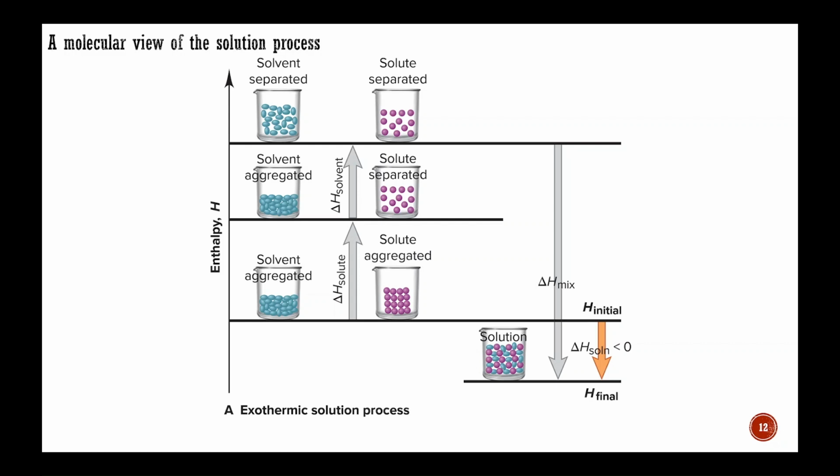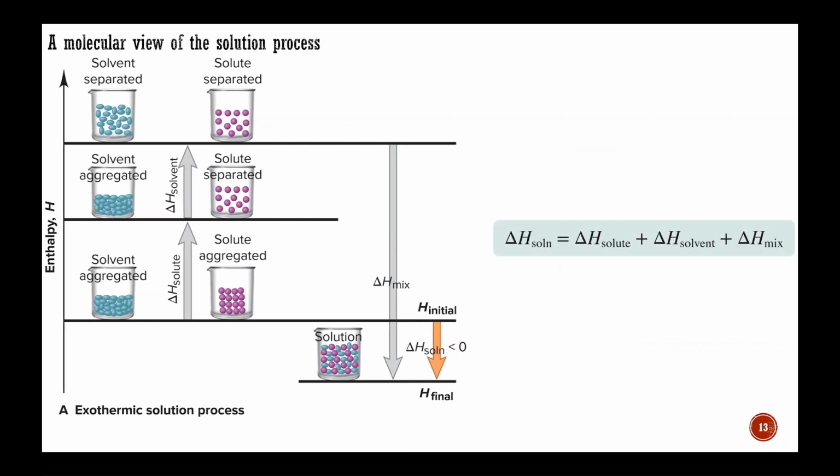If that isn't intuitively obvious, think of it this way. It would require energy to separate molecules that are attracted to each other. The reverse process, the combination of molecules that attract each other, would give off an equal amount of energy. The enthalpy change for the overall process can be represented as follows.